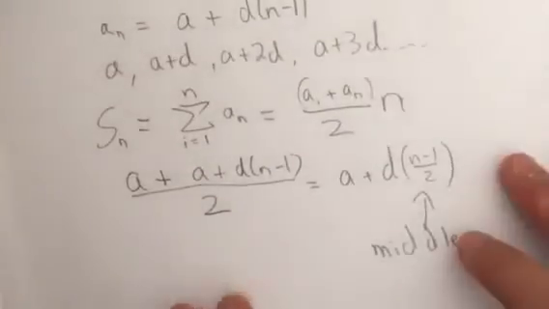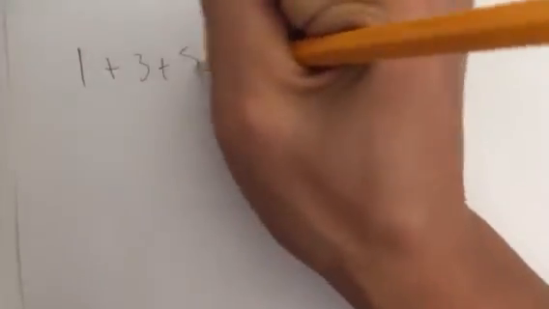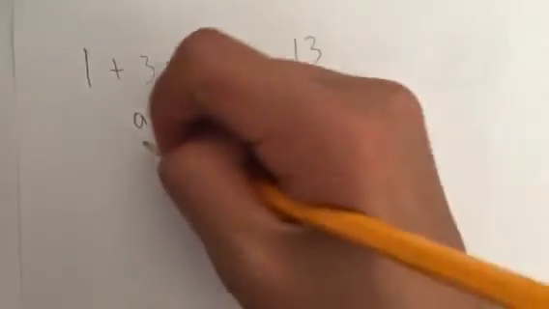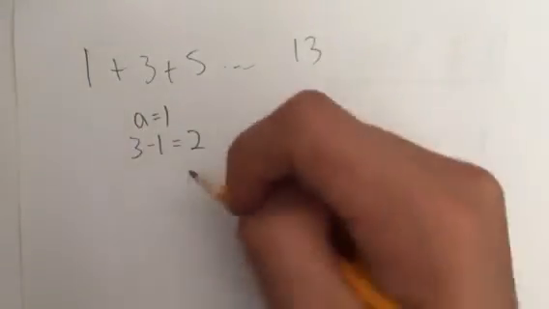So let's do an example question. Let's say I want to find the sum from 1 plus 3 plus 5 all the way to 13. Well, let's just find our values and plug them in. A is 1. The common difference is 3 minus 1, which is between two adjacent terms, or 2. So let's plug that in.